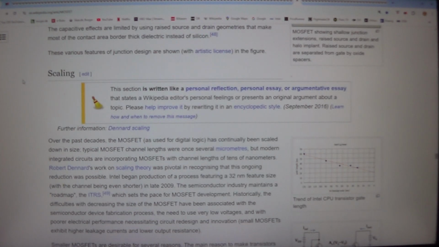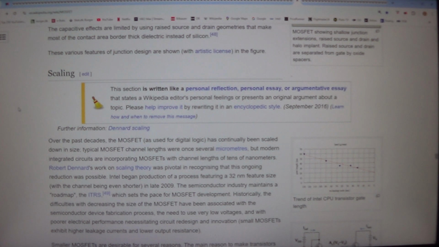Scaling. This section is written like a personal reflection, personal essay, or argumentative essay that states a Wikipedia editor's personal feelings or presents an original argument about a topic. Please help improve it by rewriting it in an encyclopedic style. September 2016. Learn how and when to remove this message.